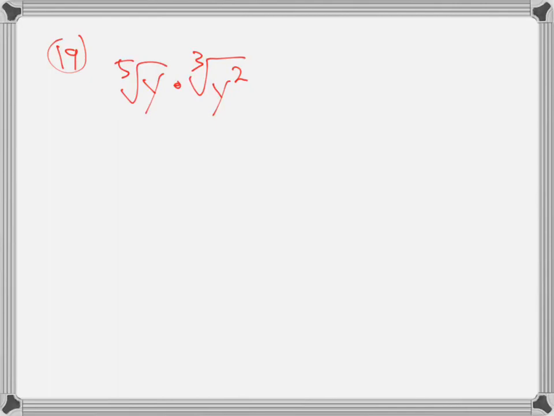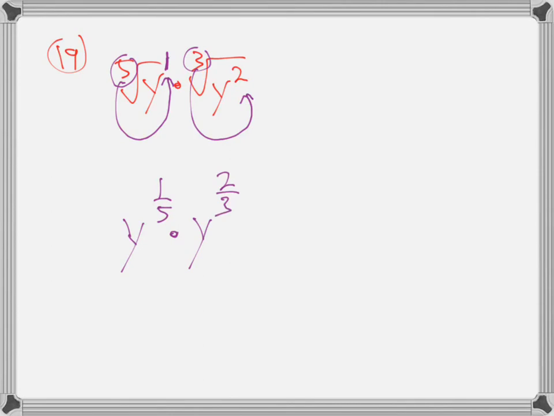Let's see if I can. So here we go. Let's do the swing around thing again. The numbers in the hook, where do they go? They swing under, don't they? Hey, this y is not showing its power, so it's an invisible 1. Well, I'm going to make it visible. So the 5 swings to the denominator. The 3 swings to the denominator. So it's y to the 1/5 times y to the 2/3.